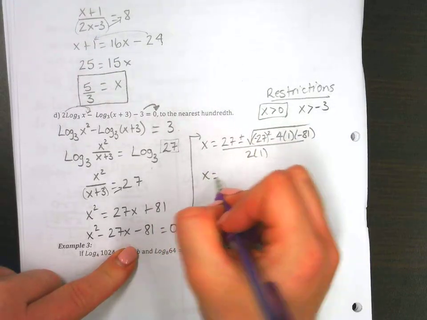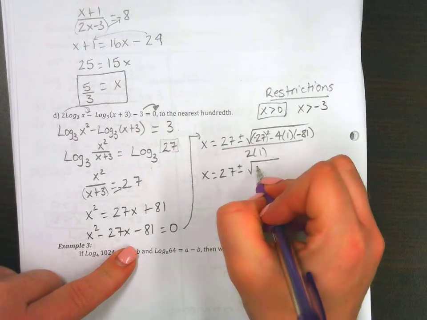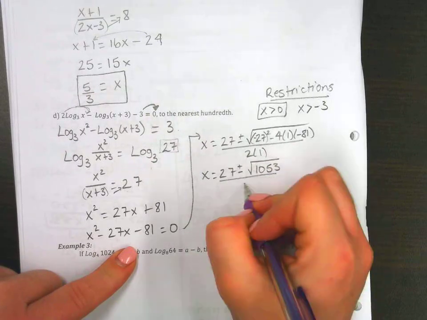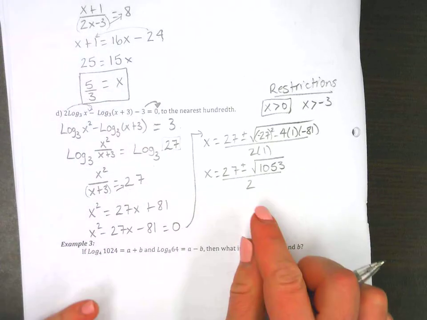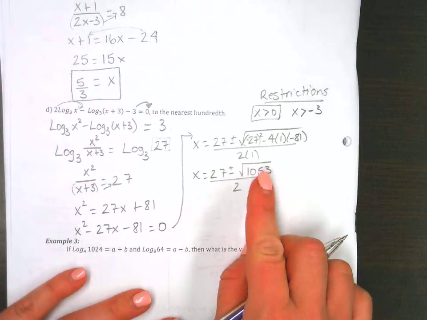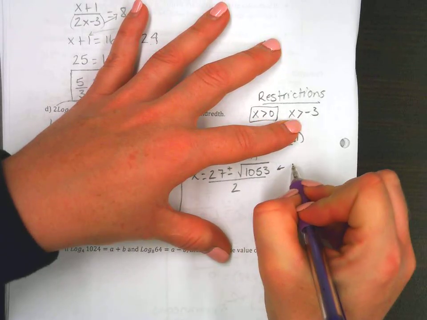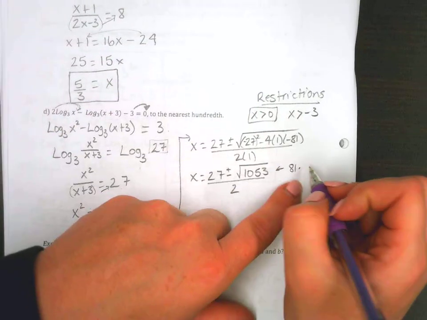Okay, so this evaluates to 1053. So if you were asked to keep this in exact values and simplify the radical, remember how to break down the radical, this works out to a perfect square of 81 times 13. So I have 27 plus or minus 9 root 13, all divided by 2.